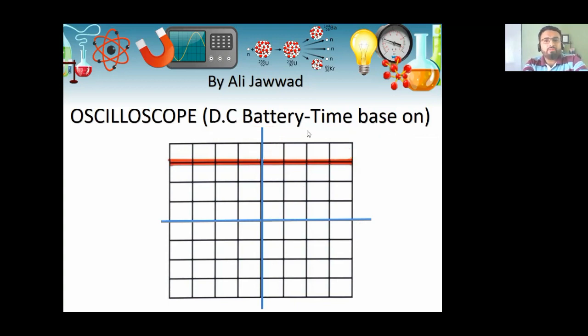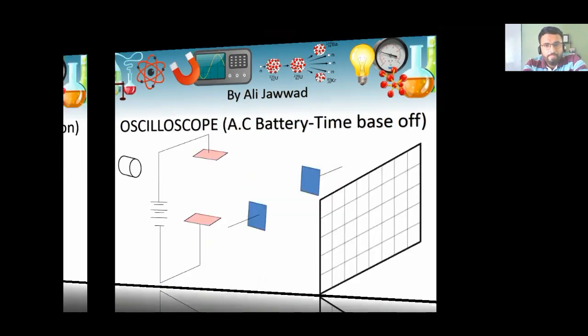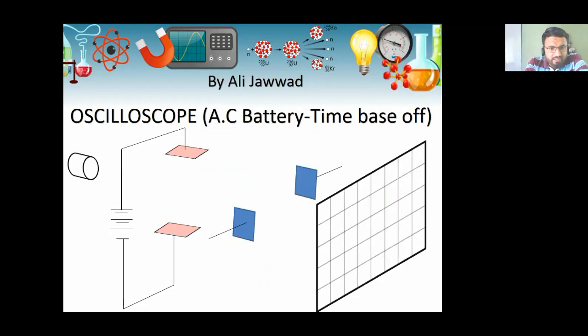Now let us see what is going to happen when an AC battery or AC supply is connected to the vertical plates. Now instead of this DC device, we are considering an AC supply. So initially, the electron incoming is going to strike the center. After striking the center, the second electron, which is incoming from the electron gun, bends by 1 unit higher. Why 1 unit?